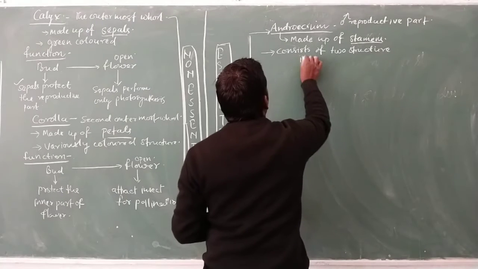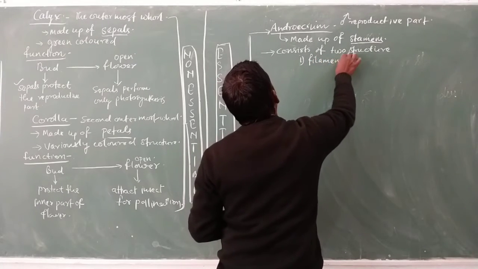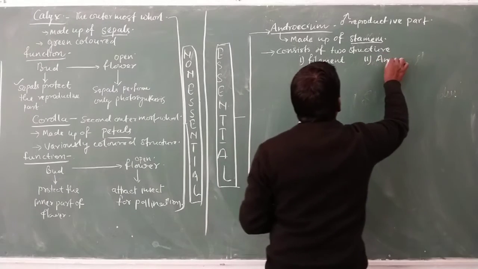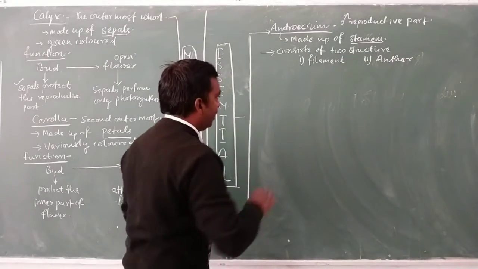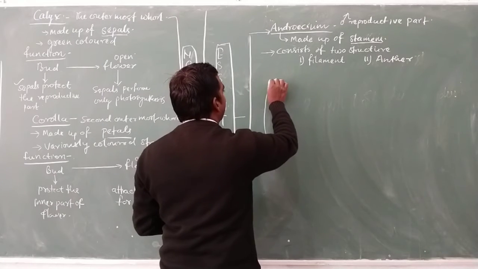The one is filament and the second is anther. So by drawing the diagram you can easily understand about the stamen.